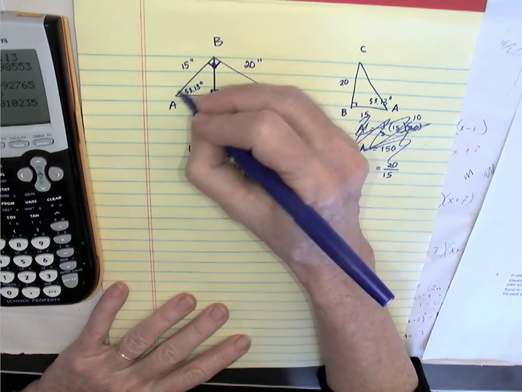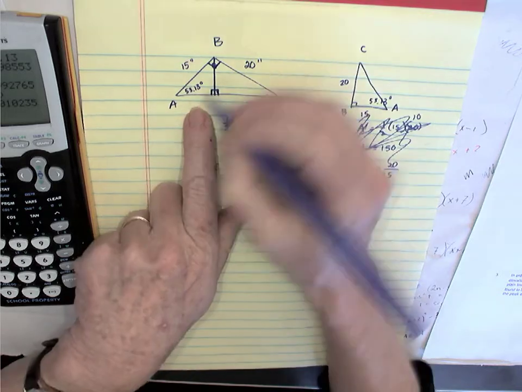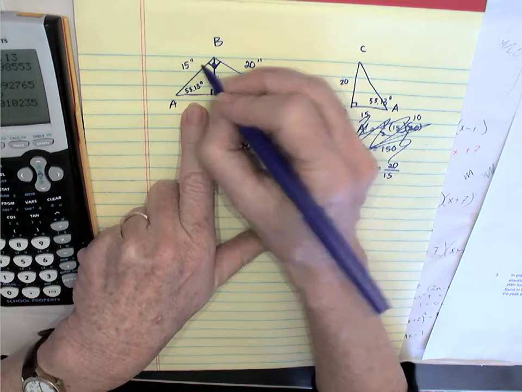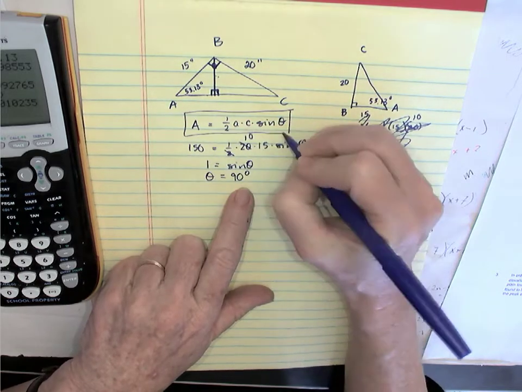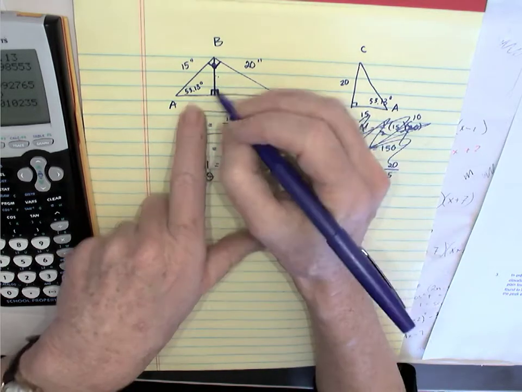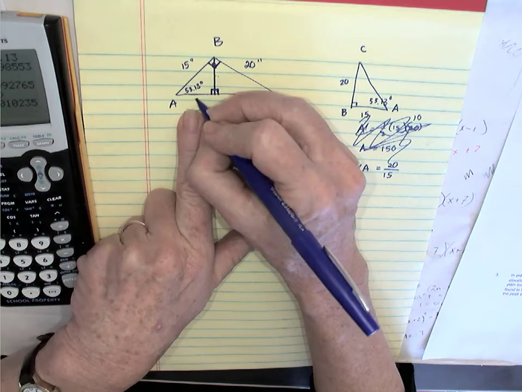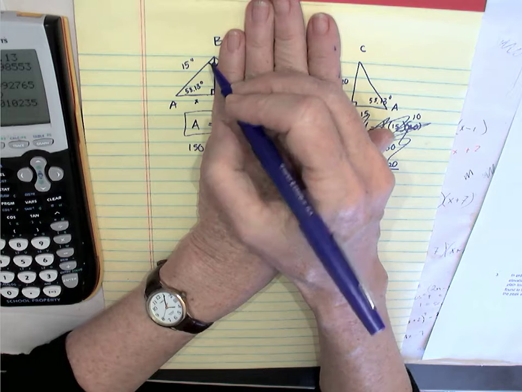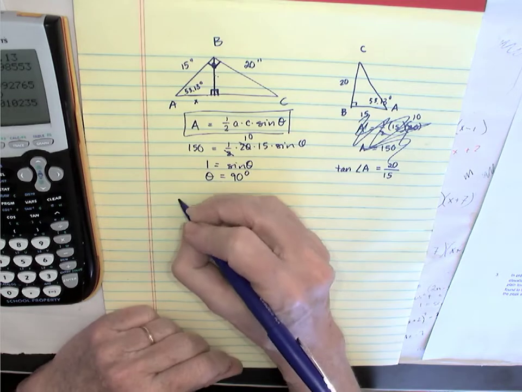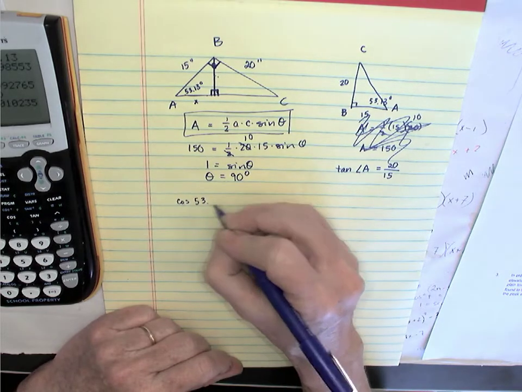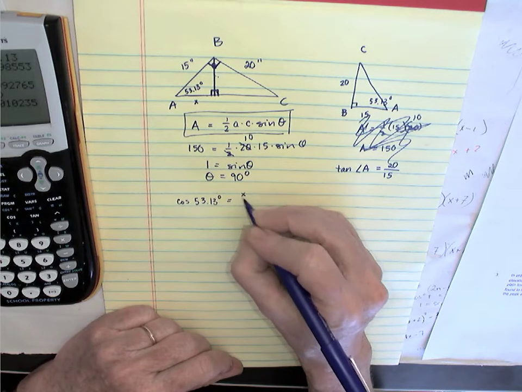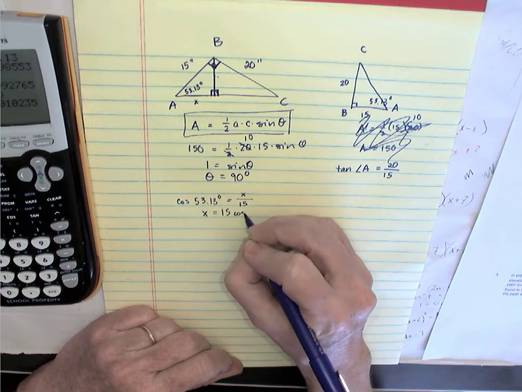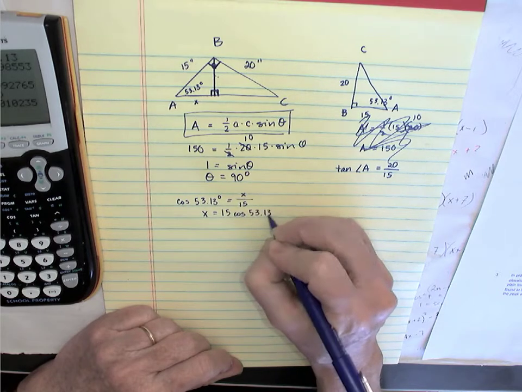And if I want to find the area of this, I have 2 choices. I can do base times height, right? 1/2 base times height. Or I can use this formula again. And I'd rather use this formula. So I want to find out what this side is first, so I can use it. So I'm just going to, again, use SOHCAHTOA, and I'm going to use cosine. So cosine of 53.13 degrees is adjacent leg over the hypotenuse. So x is going to be 15 times the cosine of 53.13 degrees.